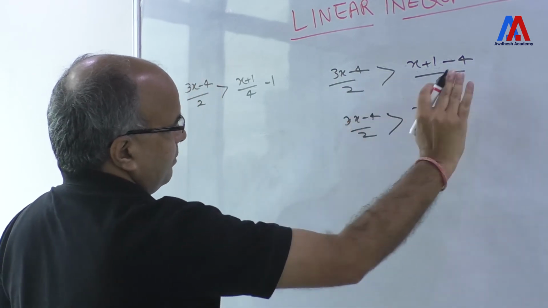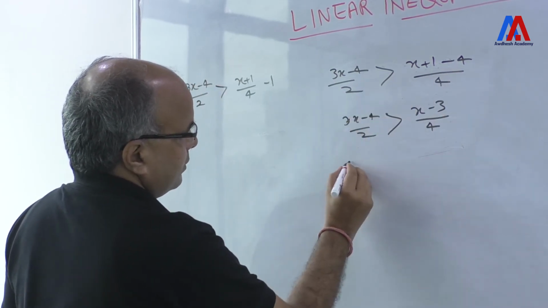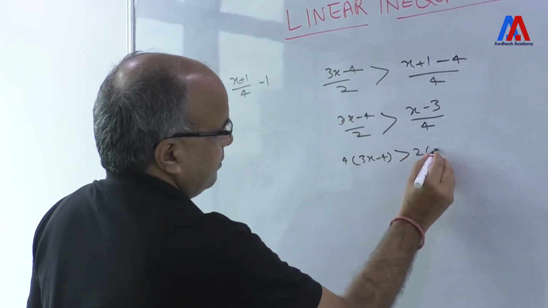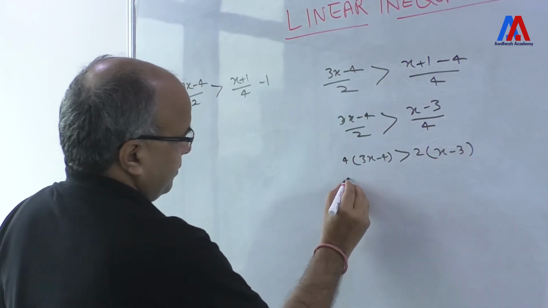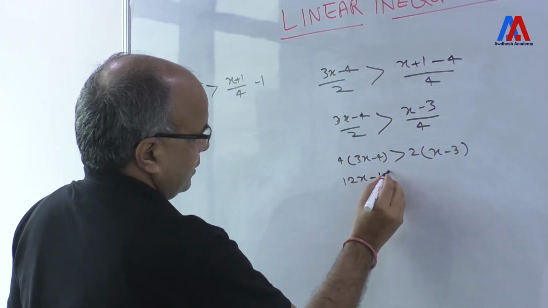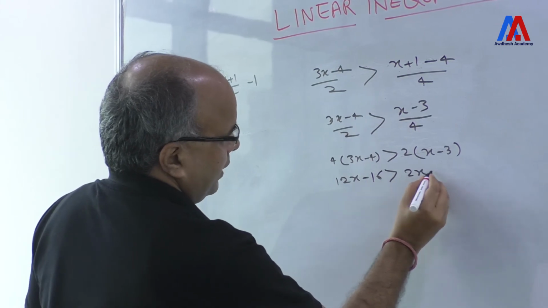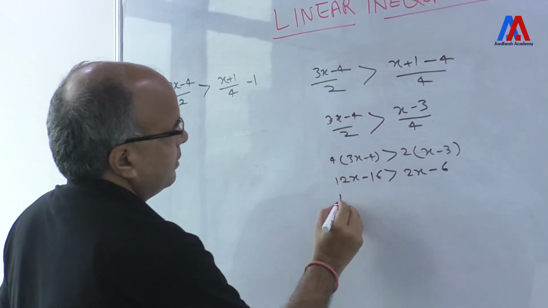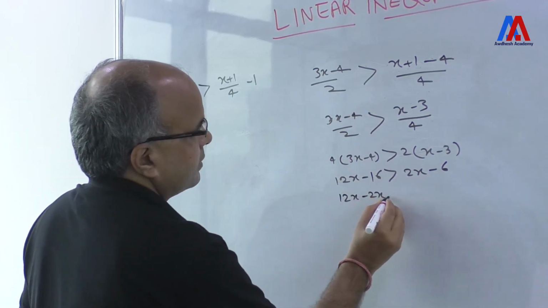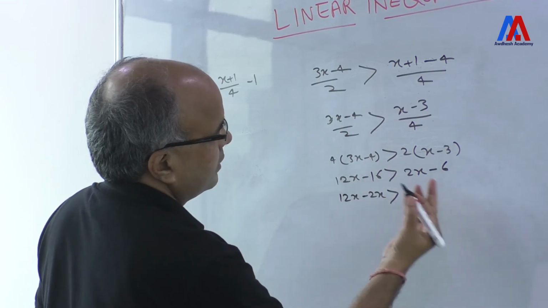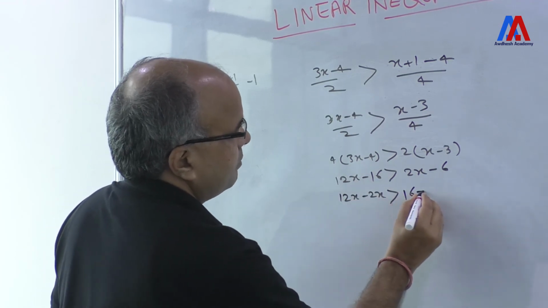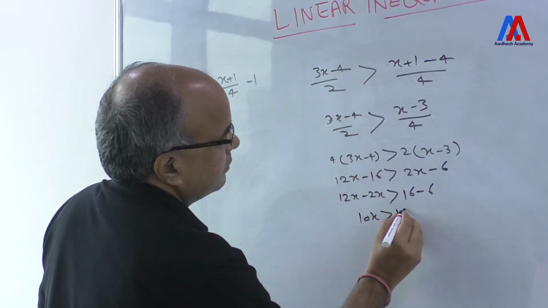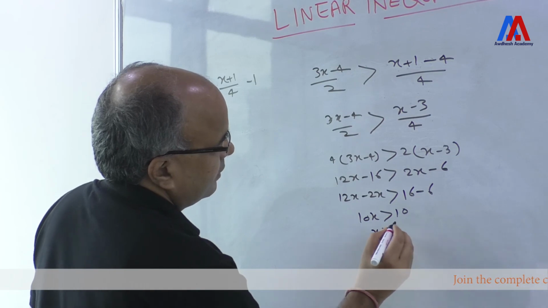Now we'll do the cross multiplication. So what we'll get is 4 times (3x minus 4) is greater than 2 times (x minus 3). That means 12x minus 16 greater than 2x minus 6. Now we keep the x on this side, so it becomes 12x minus 2x greater than, this 16 on the other side will become positive, so 16 minus 6. That means 10x greater than 10. That means x greater than 1.